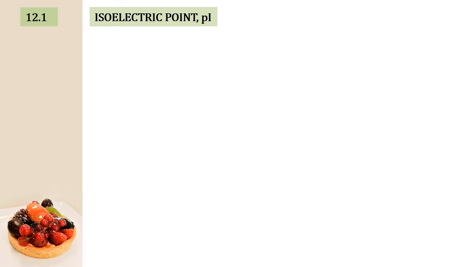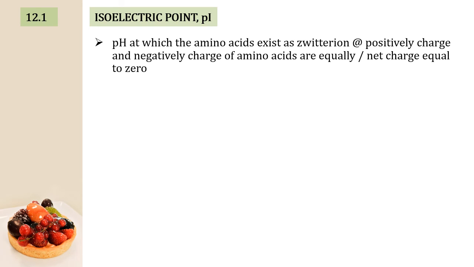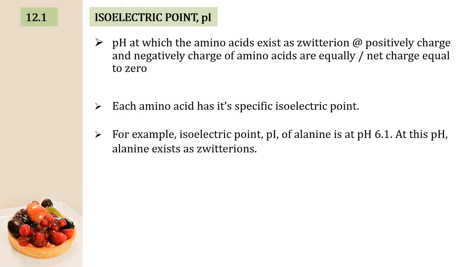Isoelectric point, pI. The isoelectric point is the pH at which the amino acid exists as a Zwitterion, or the structure in which the positive and negative charges of the amino acid are equal, so the net charge equals 0. Each amino acid will have its own specific isoelectric point. For example, the isoelectric point pI of alanine is pH 6.1. At this pH, alanine exists as a Zwitterion.